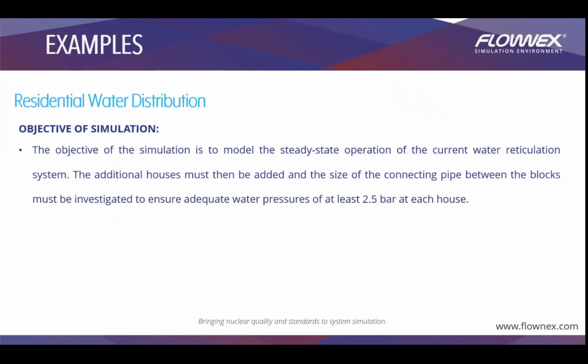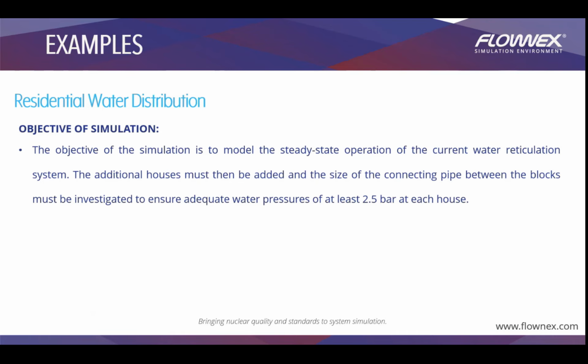The objective of the simulation was to model a steady state operation of the current water reticulation system. So there were no transient simulations done in this case. We were just looking at the steady state simulations. Then additional houses must be added, and the size of the connecting pipes between the blocks was investigated as well in order to maintain water pressures of at least 2.5 bar at each home.